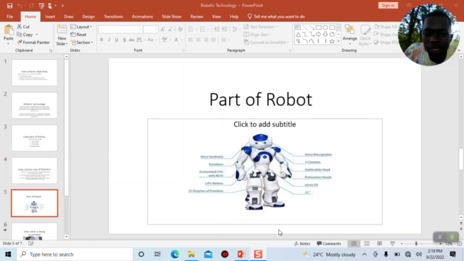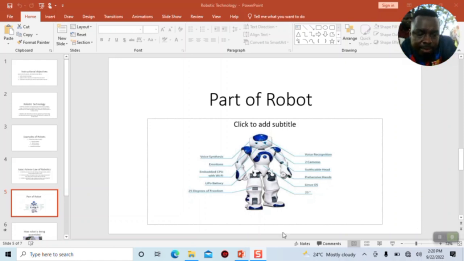We have some parts of robots. So this is the voice synthetic, the voice recognition. We have the cameras, the switchable head, we have the prehensile hands, and this is the Linux OS. We also have the degrees of freedom and LiPo battery, embedded CPU with Wi-Fi, emotions, and voice synthetic. These are the parts of robots.